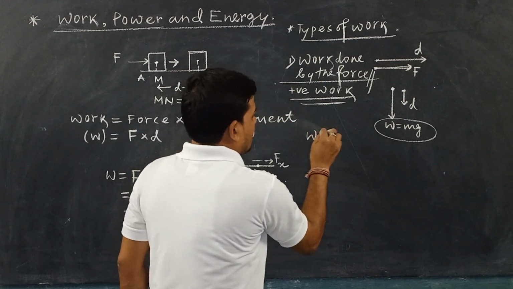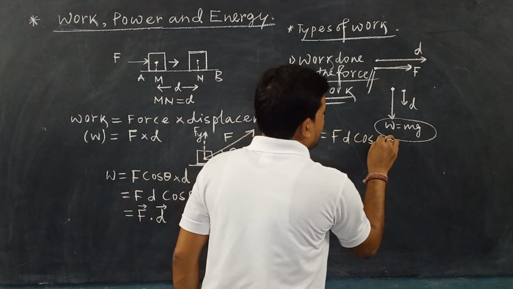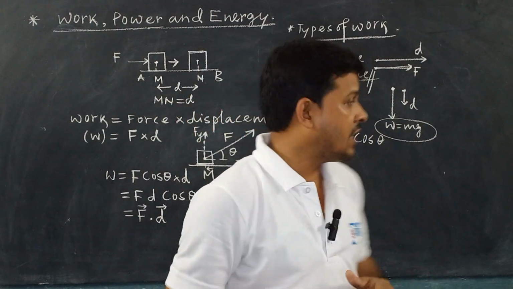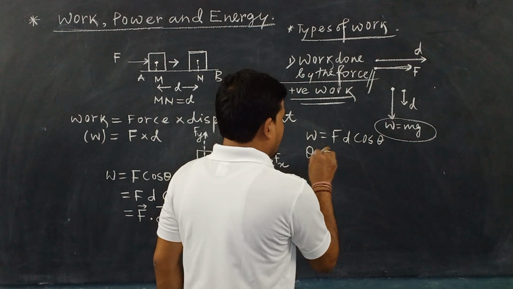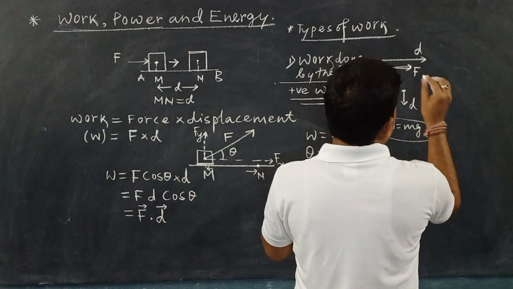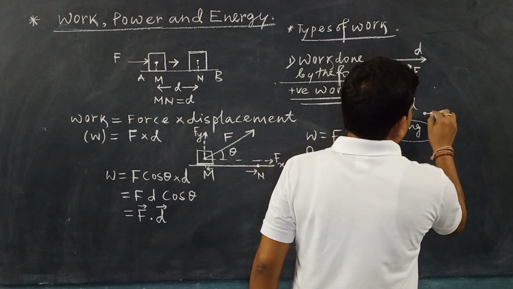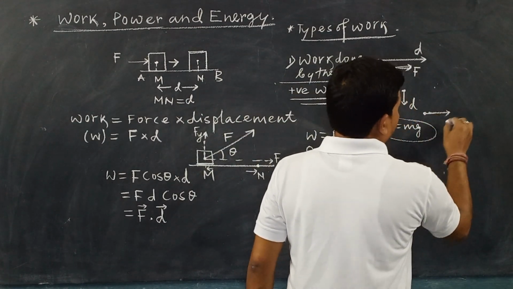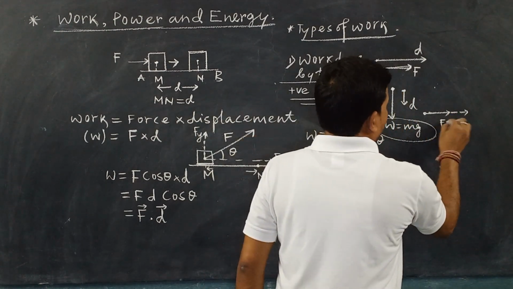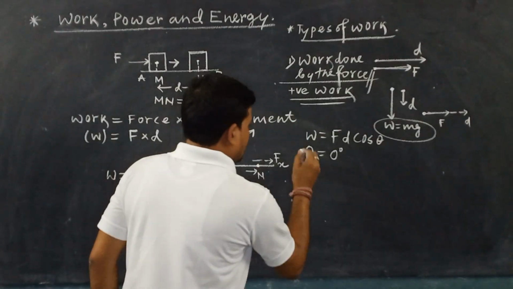So here the weight of the body is W equals mg and displacement takes place in the same direction, and mathematically W equals FD cos theta, where theta equals 0 degree, because the point of application of force and the displacement are in the same line. That is the direction of F, and that is the direction of the displacement D. So theta is 0 degree. This is positive work with an example.